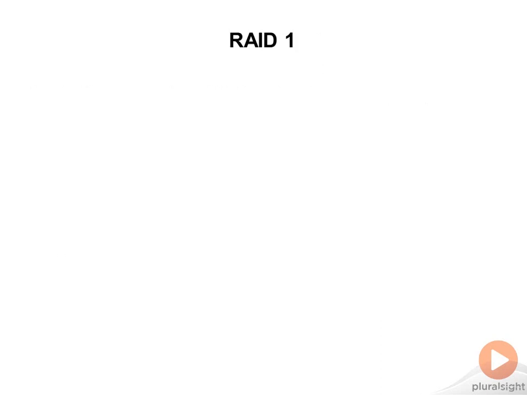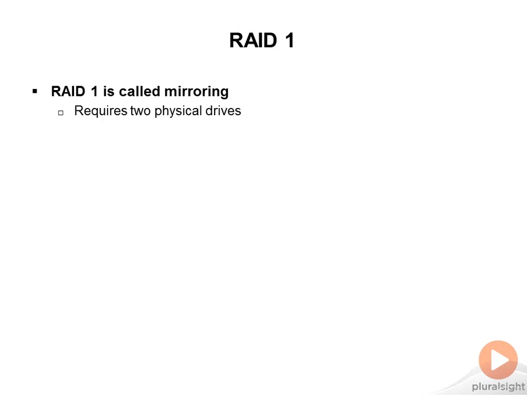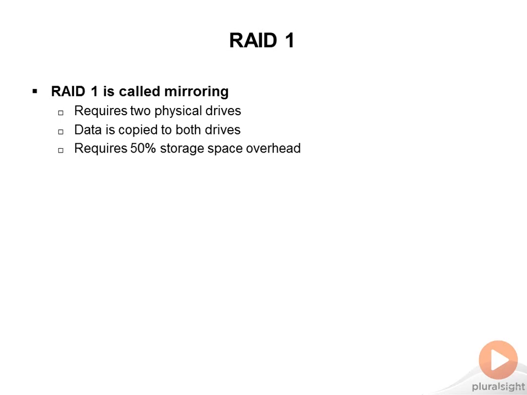RAID 1. RAID 1 is called mirroring. It requires two physical drives, and your data is copied to both drives. So because of this, it requires a 50% storage space overhead. So if you have two 300 gigabyte drives in a RAID 1 configuration, you only have 300 gigabytes of space after the RAID 1 has been applied. This drive array can survive the loss of either one of the drives.